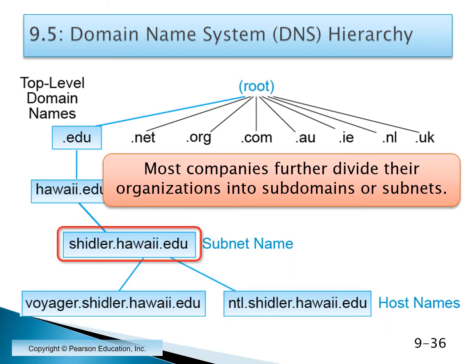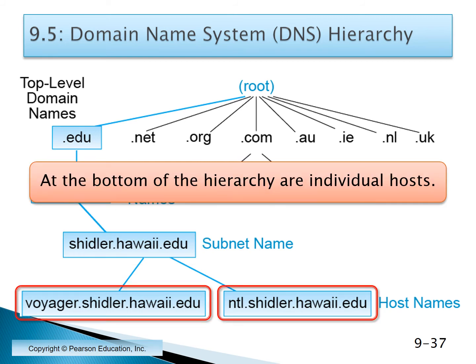Most companies further divide their organizations into subdomains or subnets. For example, with Hawaii.edu, you can further divide into different colleges and different faculties, like Schindler.hawaii.edu. And with this subnet, you can also use the host name. So you can have a specific URL or address like this for each of your hosts. As long as you have all this in your DNS, then people can find you using this name.